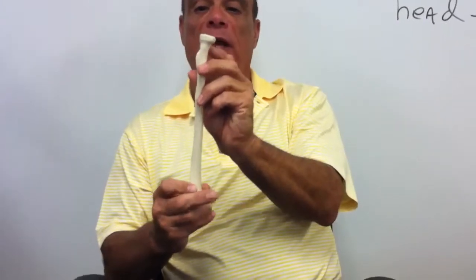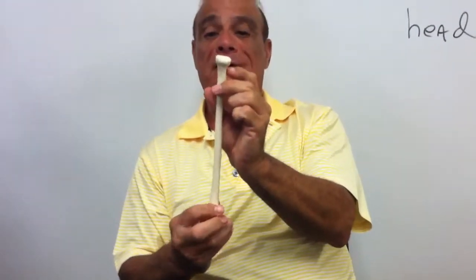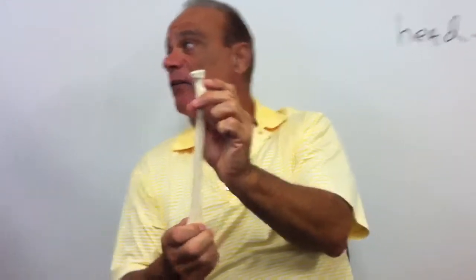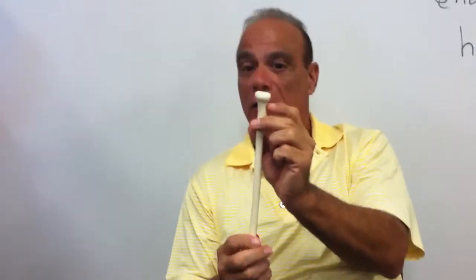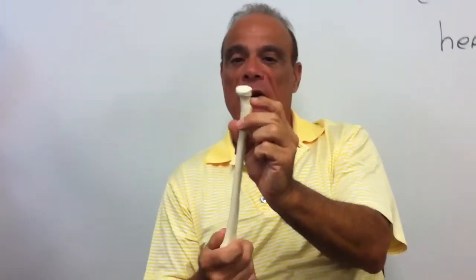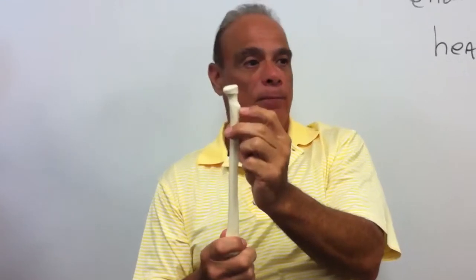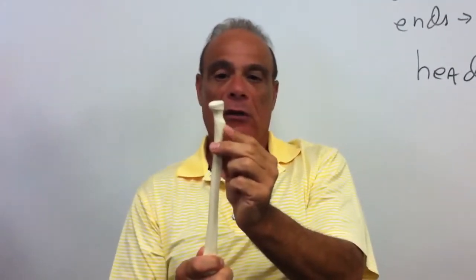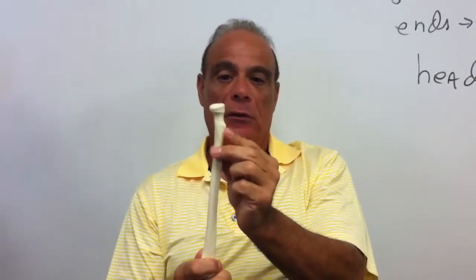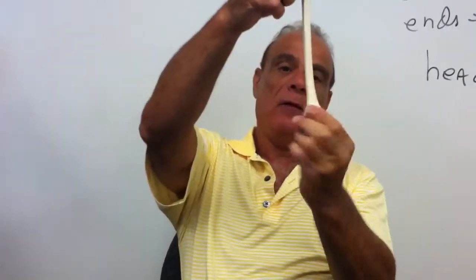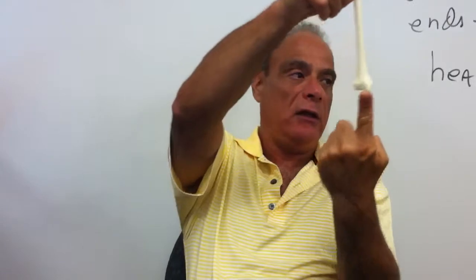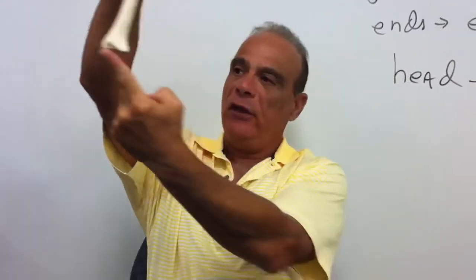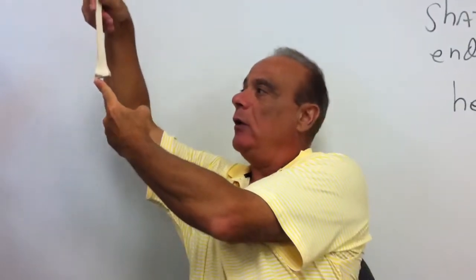Then right below the head is the what? Is the neck. Good place to have a neck, right below a head. And then right below the neck is this bump, and that bump right there is the radial tuberosity. Radial tuberosity. And then we move down to the bottom of the radius. There's this pointy little thing here. That pointy little thing right there is called the styloid process.